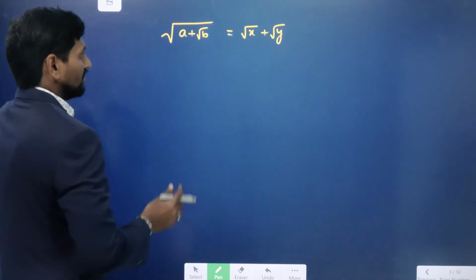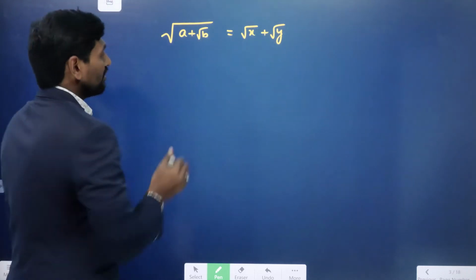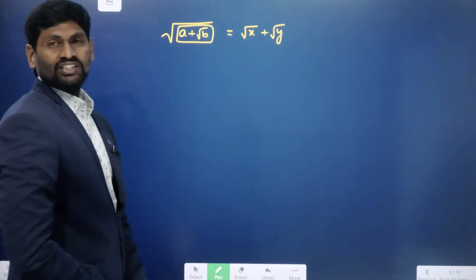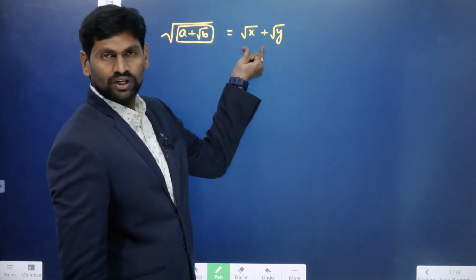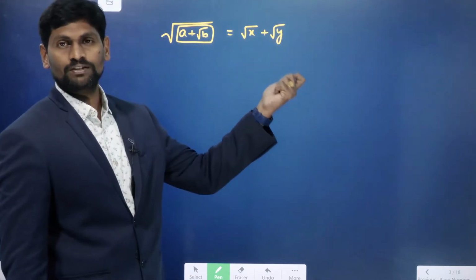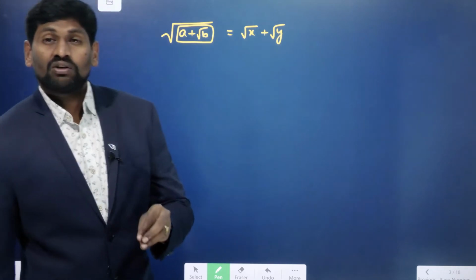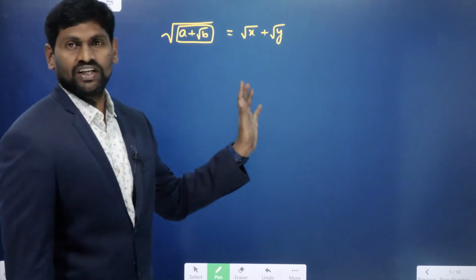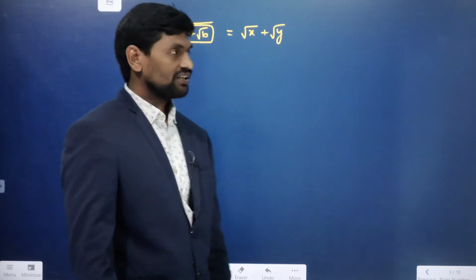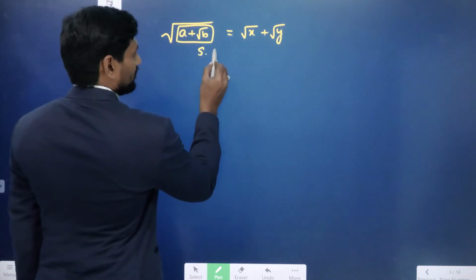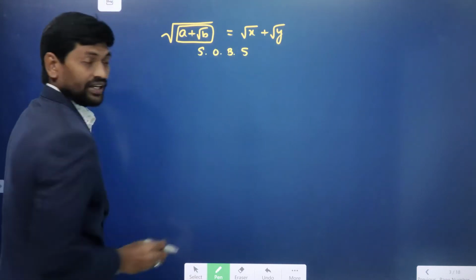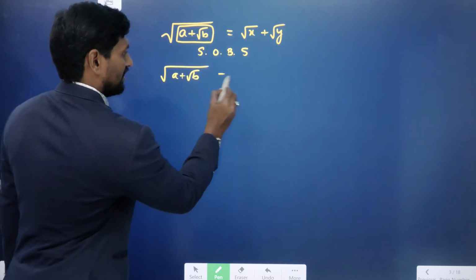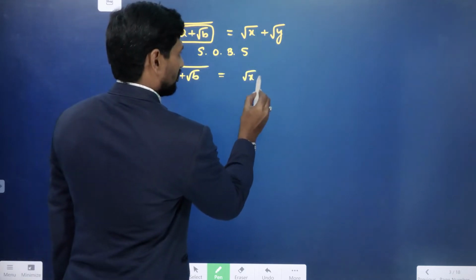Now I am going to find the square root of the quadratic surd a plus root b. I am just taking this, and it will be in the form of root x plus root y. For finding the unknown values, we take root x plus root y. So squaring on both sides: square root of a plus root b equals root x plus root y.